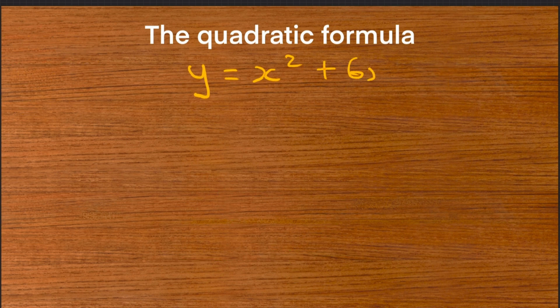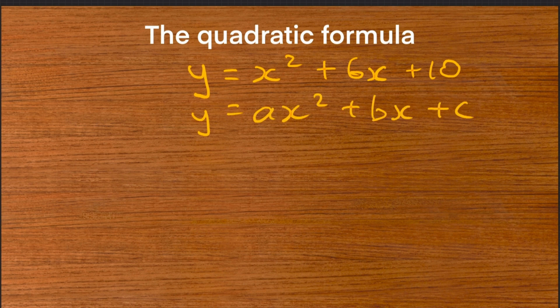So in this last example, we can see that y equals x squared plus 6x plus 10. Comparing this with the standard form, ax squared plus bx plus c, we can see straight away that a equals 1, b equals 6, and c equals 10. Now we are going to carefully substitute these values of a, b, c into our quadratic formula.